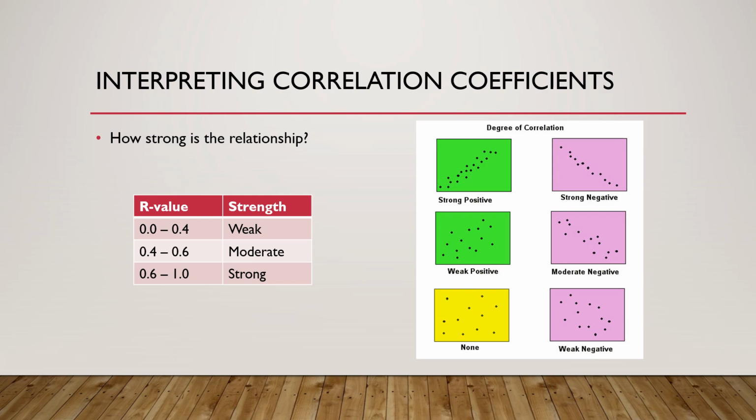And you can see this represented in the scatter plots. You have that strong negative and strong positive. You have the weak positive, moderate negative, the weak negative, and none, of course, where you can't really draw any sort of line.